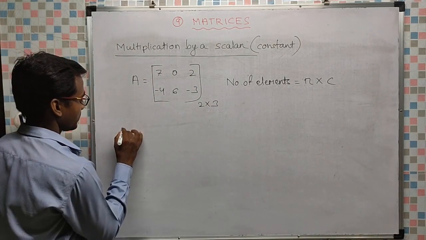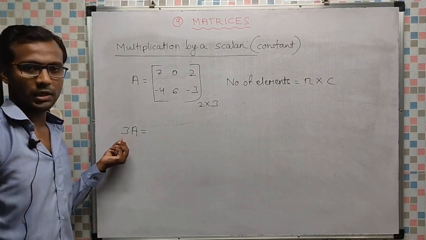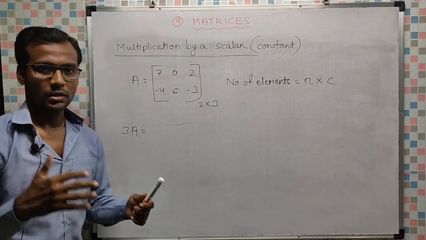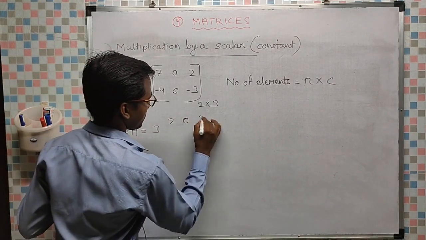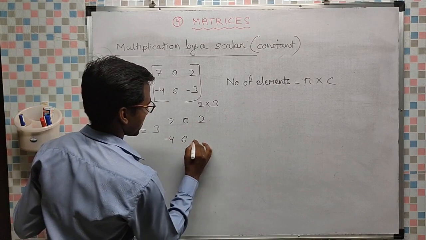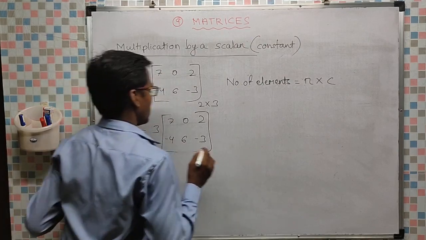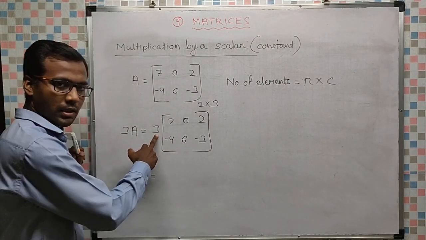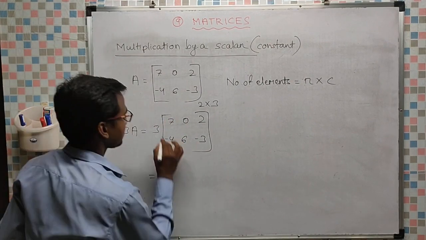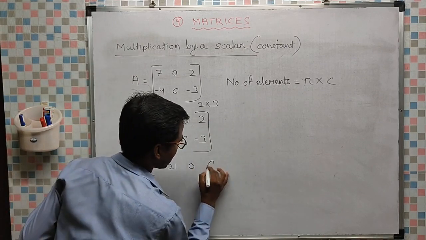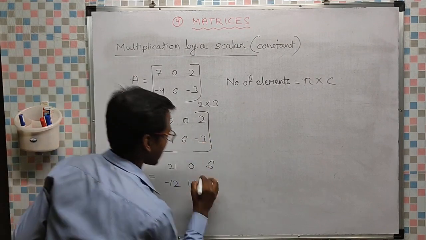Suppose we want to find 3A. Means we want to multiply the scalar quantity 3 with the matrix A. Okay. Let us see how to find this. 3 into 7, 0, 2, minus 4, 6, minus 3. You just have to multiply this 3 with each element of the matrix. So 3 into 7 gives you 21, 3 0 is 0, 3 2 is 6, 3 into minus 4 is minus 12, 3 6 are 18, 3 into minus 3 is minus 9.